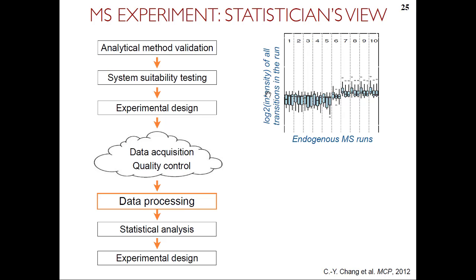This is log of the intensity of the features, so peak intensities. And each box plot summarizes everything that was quantified in that particular run. So if you have many features, all these features go in a single box plot. And MSstats does these plots by default. And what you see is that the intensity drifts upwards.